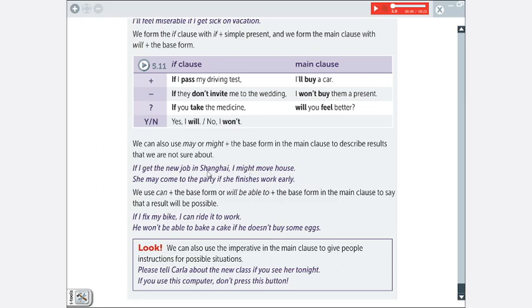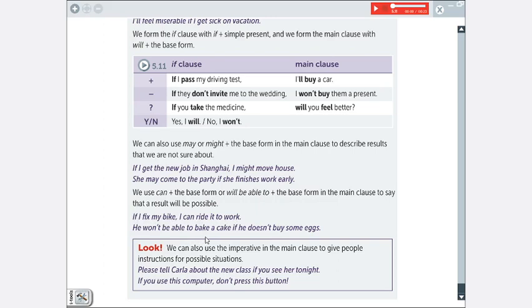So if you say, if you get the new job in Shanghai, I might move house, might in this case talks about a possibility in the future, and replaces the modal will. Or we can also use may for talking about possibility in the same way, but in the main clause, never in the dependent clause. The dependent clause is always in simple present. Another option is using can, which can also be used as a possibility modal. If we use it like that, it's going to be in the independent clause. The dependent clause with the connector if is always in simple present.